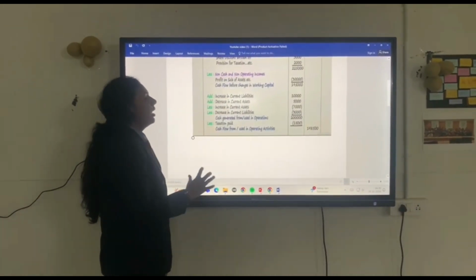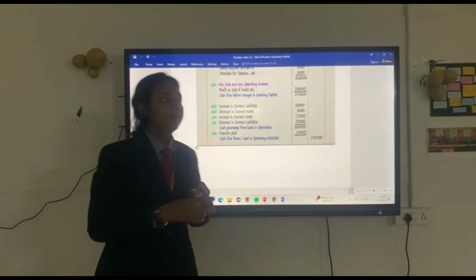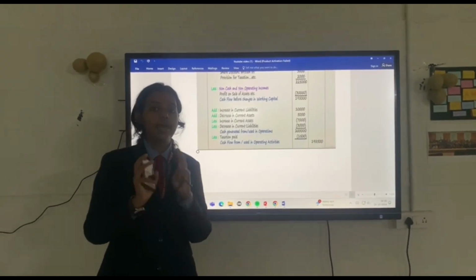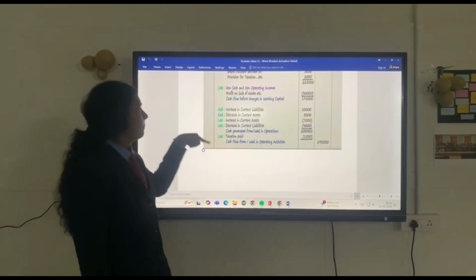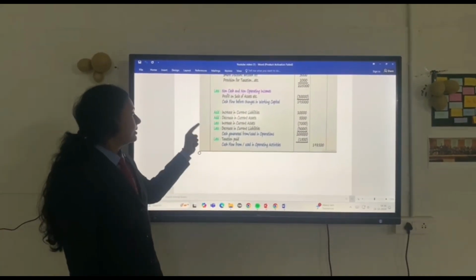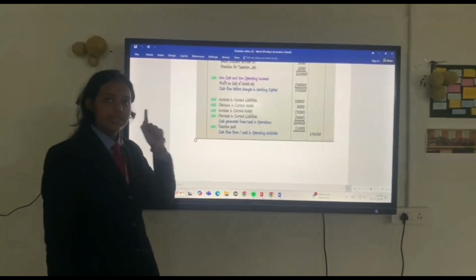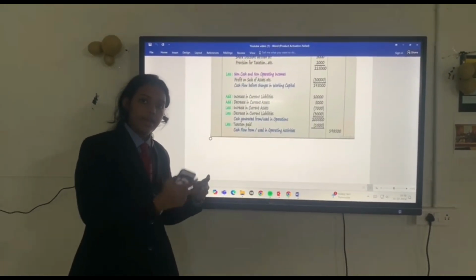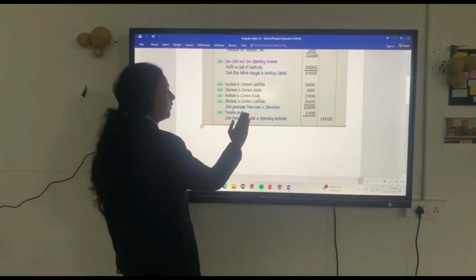And note this: when assets increase, it is deducted, but when current liabilities increase, not non-current, current liabilities, we add. Increase in current liabilities, add; decrease in current assets, add; less increase in current assets, and less decrease in current liabilities. If you get confused, just pick the first one: increase in current liabilities, you should add, and then you will automatically get the right one. After that, we go to cash generated from or used in operations.